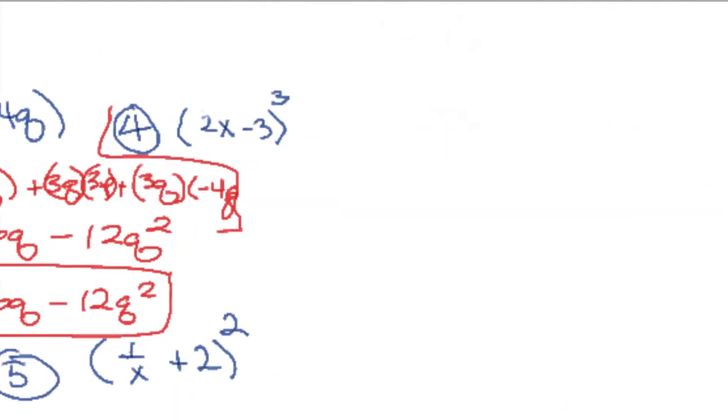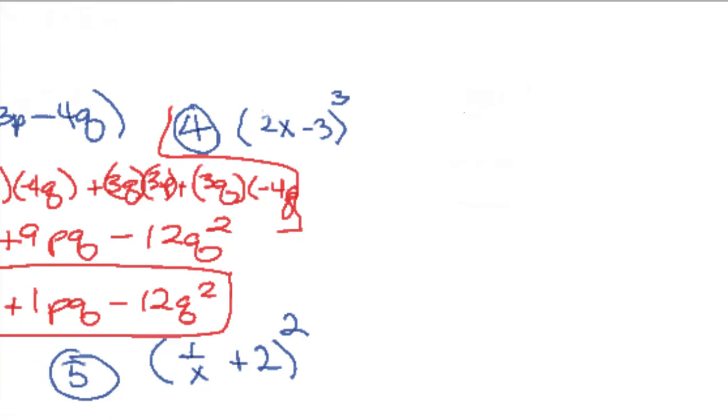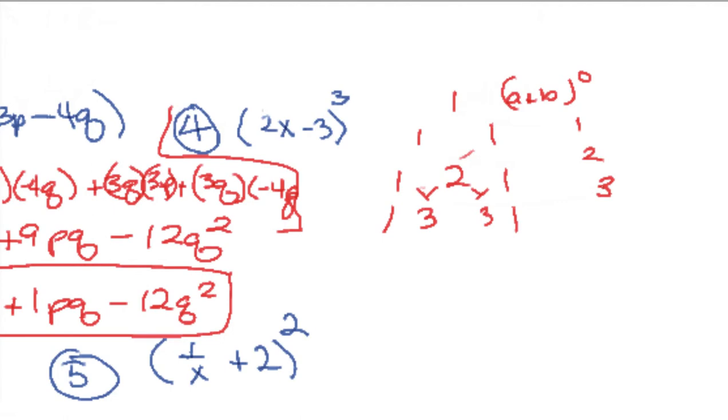Okay. This one's the use of Pascal's triangle. It's cubed, so I would do 1, 1, 1, 1, 2, 1, just adding these two, right? And then 1, 3, 3, 1, adding this and this to get these. So this is a plus b to the 0, to the 1, to the 2, to the 3.